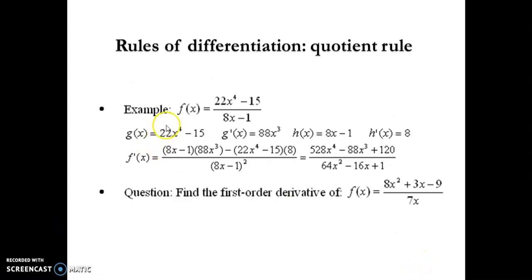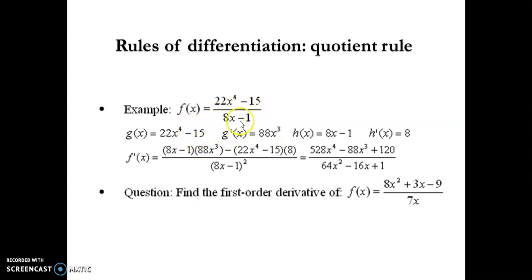We have one more example regarding your quotient rule. So here we have f of x is equal to 22x to the power of 4 minus 15 over 8x minus 1. So that is your g of x, and your denominator is your h of x. So we need to get our g dash of x, which is going to be the first order derivative of that. So 4 times 22 is 88x cubed, and that differentiates to 0.